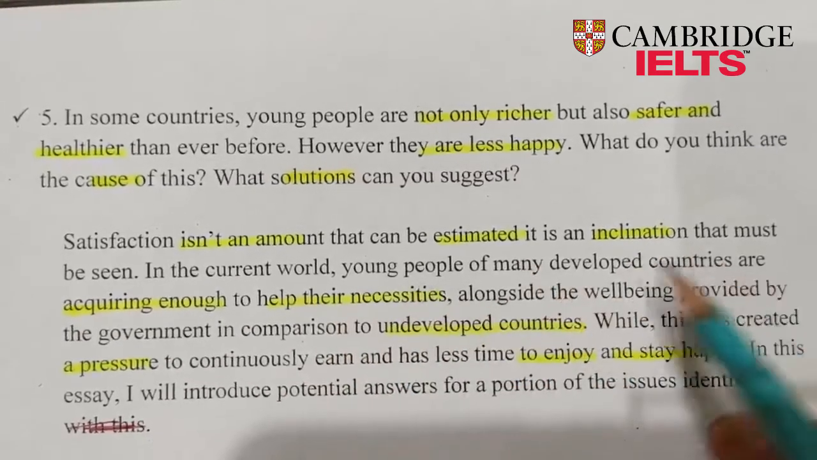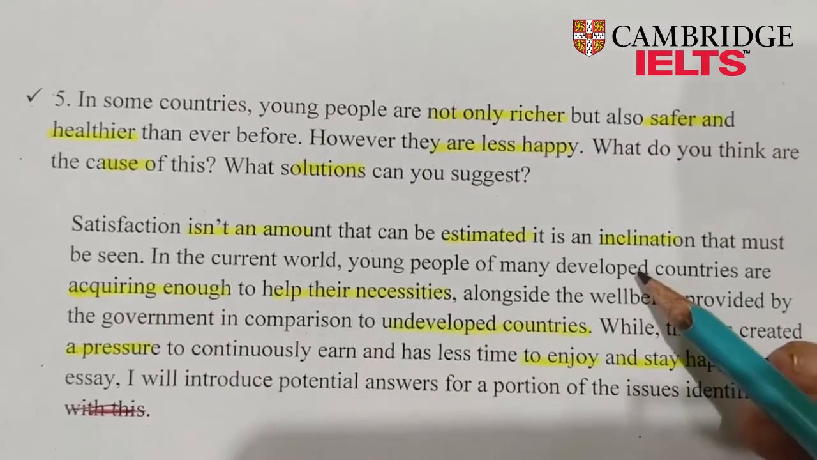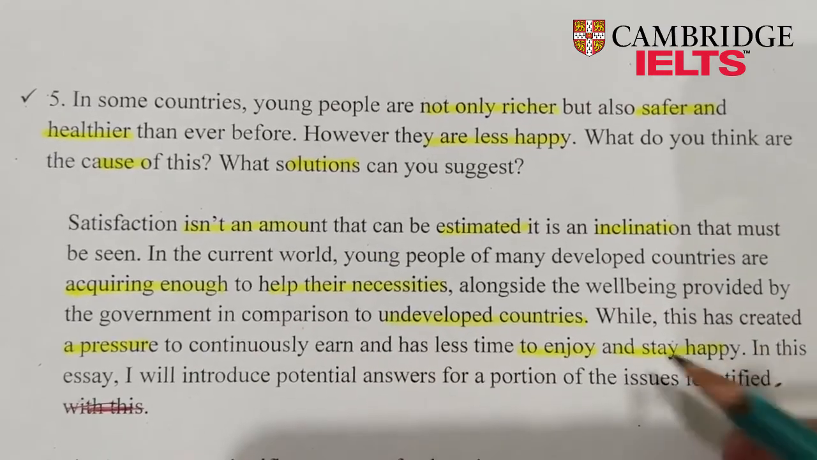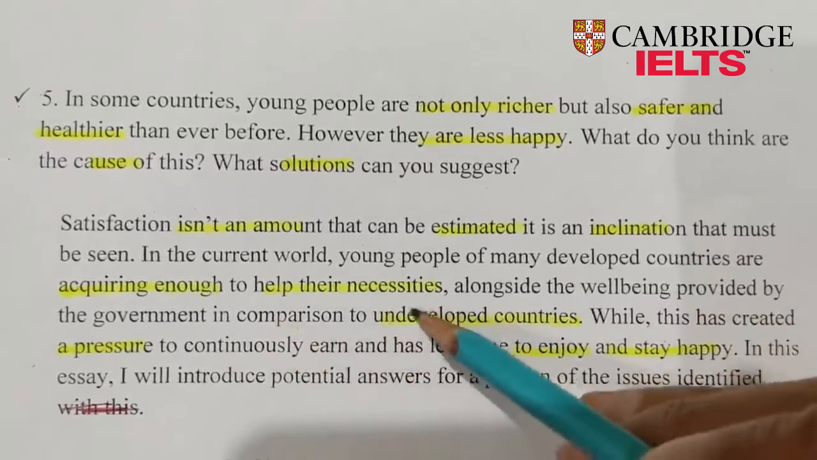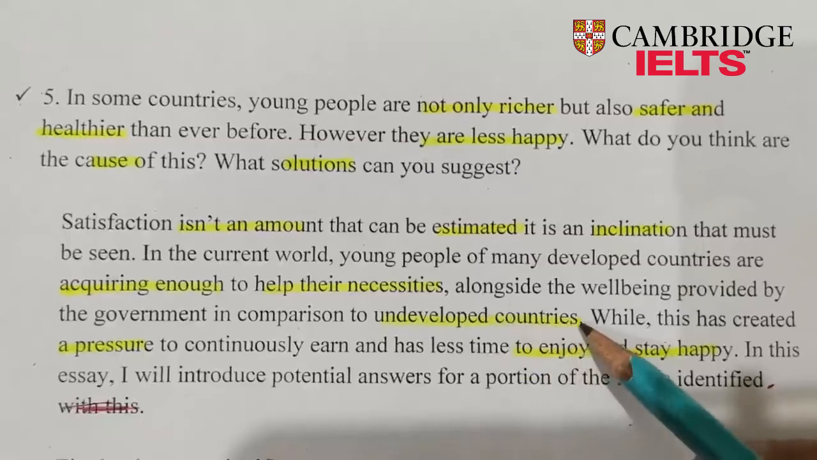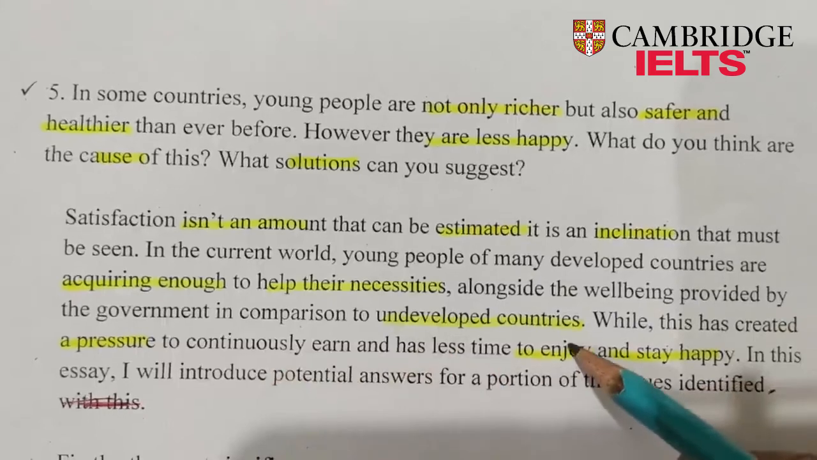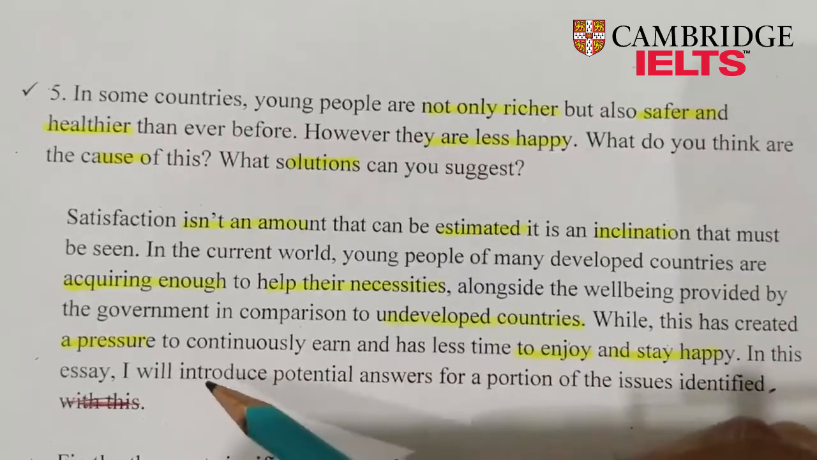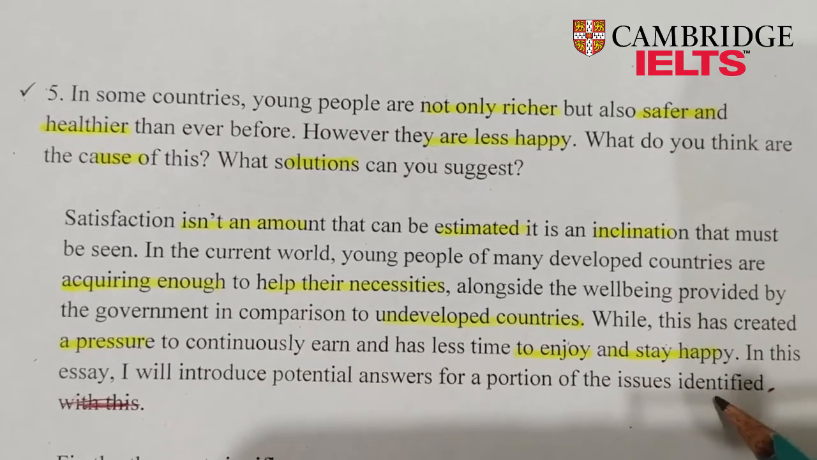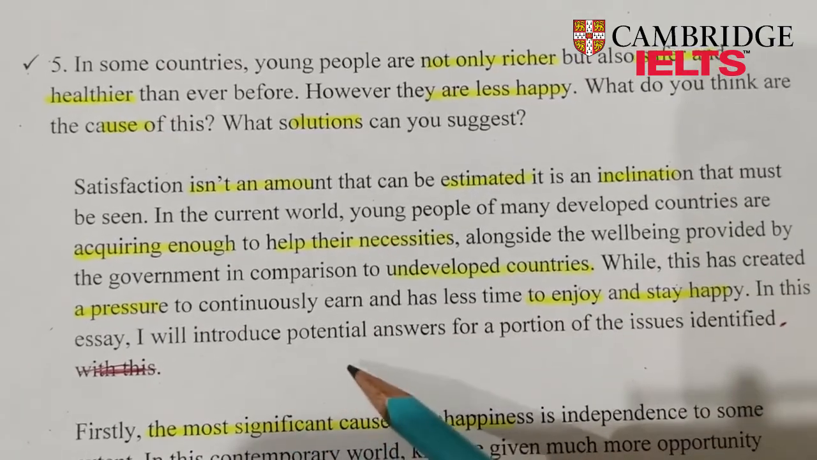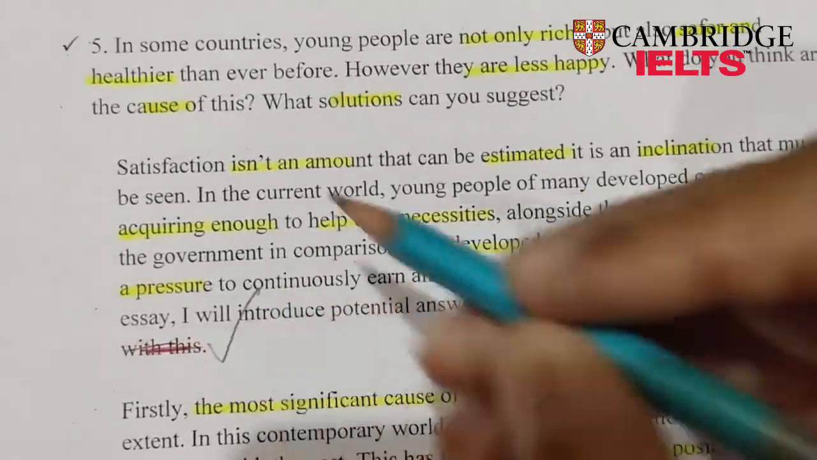Satisfaction isn't an amount that can be estimated. It is an inclination that must be seen. Inclination means desire to do something, our natural habit to do something. In the current world, young people of many developed countries are acquiring enough to help their necessities along with the well-being provided by the government in comparison to undeveloped countries. While this has created a pressure to continuously earn and has less time to enjoy and stay happy. In this essay, I will introduce potential answers for a portion of the issues identified with this. You can write it, identified with this. Nice.